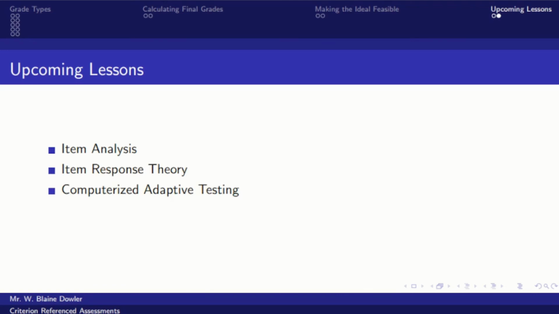In part 8, we will look at computerized adaptive testing. And then finally, in part 9, we will look at non-parametric item response theory, and this will wrap up this 9-part course.